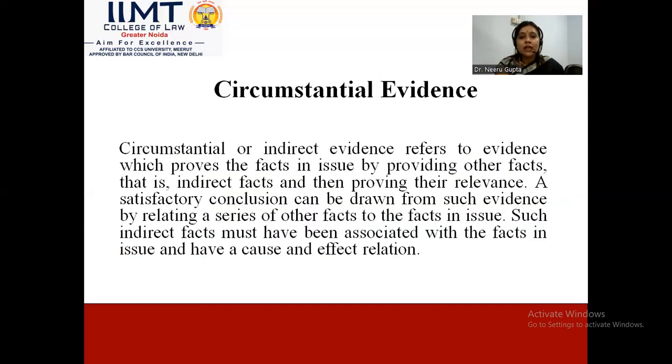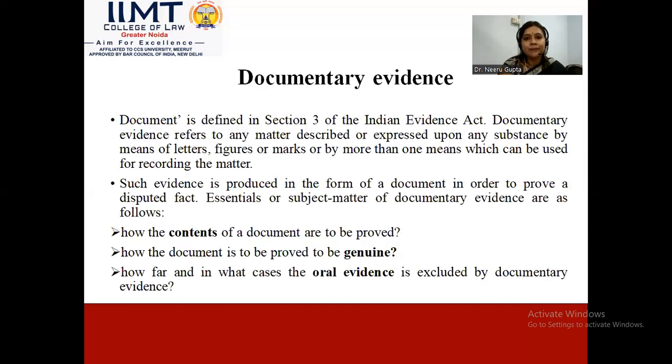Circumstantial evidence. Circumstantial or indirect evidence refers to evidence which proves the fact in issue by providing other facts, that is, indirect facts, and then proving their relevance. A satisfactory conclusion can be drawn from such evidence by relating a series of other facts to the facts in issue. Such indirect facts must have been associated with the facts in issue and have a cause and effect relation.